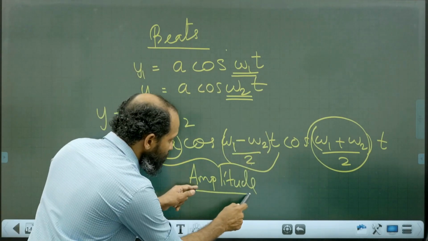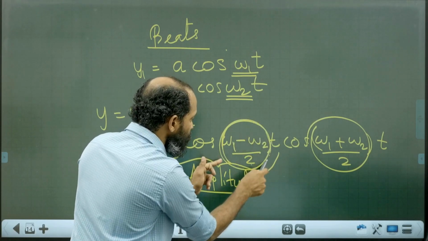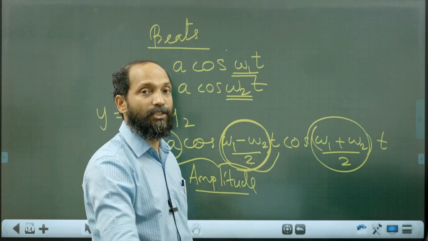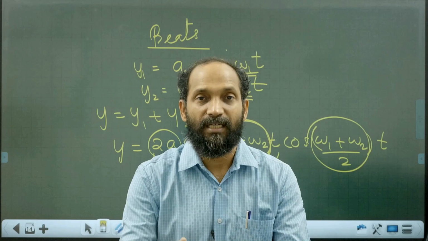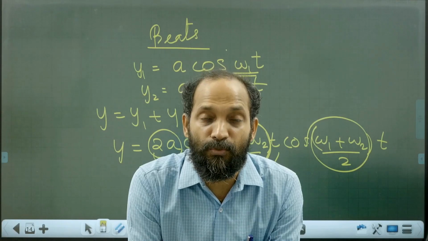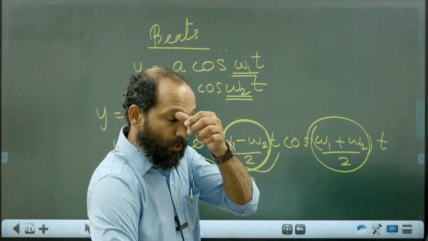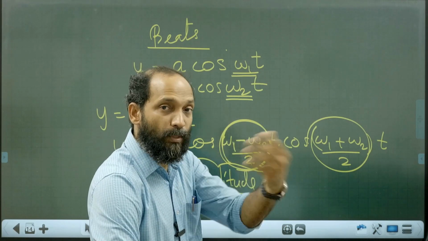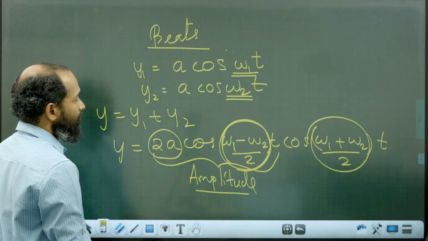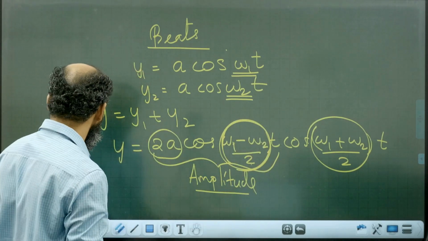This is the beat amplitude. So amplitude varies at what frequency? (Omega 1 minus omega 2) by 2. Intensity varies at double the frequency of variation of amplitude, because intensity is proportional to the square of amplitude. If the frequency of cos theta is x, the frequency of cos square theta is 2x. That's because cos square theta cannot have negative values. That's why intensity has variation frequency omega 1 minus omega 2, which is called beat frequency.